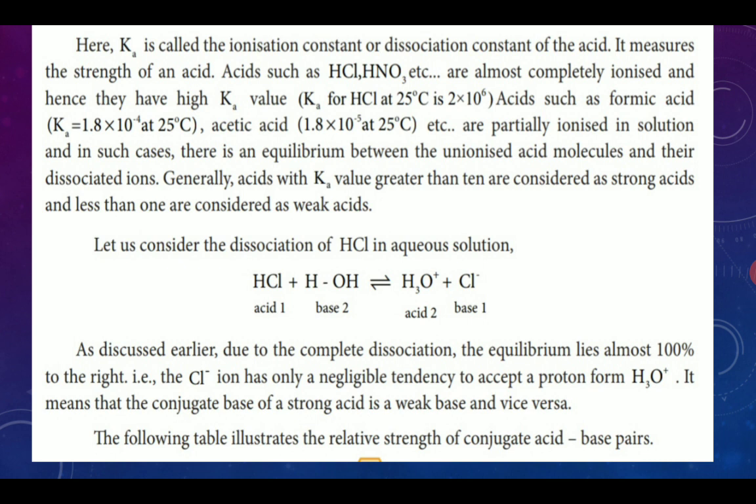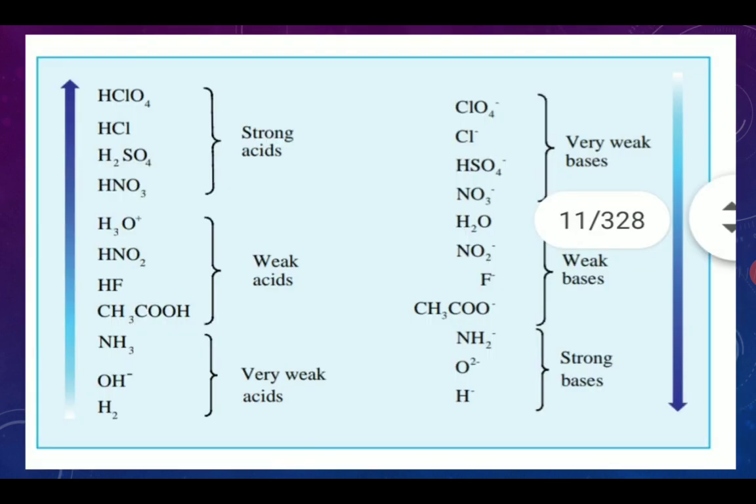The following table explains the strength of the acids and bases. So, what are all the strong acids, weak acids and very weak acids? Similarly, very weak bases, weak bases and strong bases are given. Please go through it.